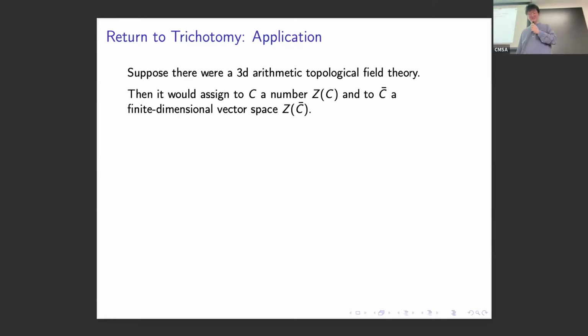Remember, what it should do is take the curve over the finite field and associate with it a number. On the other hand, to C bar, because that's a two-dimensional object, you should associate a vector space. That's the way this is supposed to work. In the four-dimensional theory that those guys have in mind, you'd get instead an object, a category here.